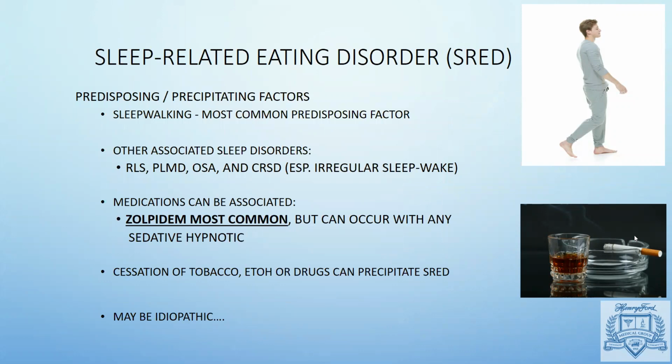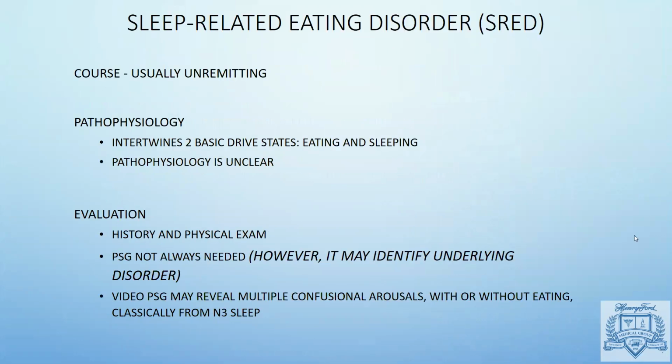And like I said, the most commonly tested one is Ambien. So you could potentially have a one-line question in your pulmonary boards. I don't know why they would, but sometimes they do. And Ambien or any of the other two drugs I mentioned earlier can result in sleepwalking. Course is usually unremitting, unfortunately. And like I said, it kind of intertwines. There's two basic drive states, eating and sleeping.